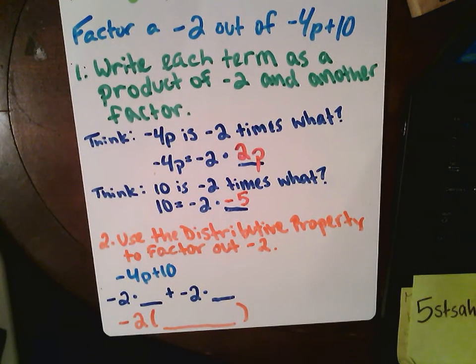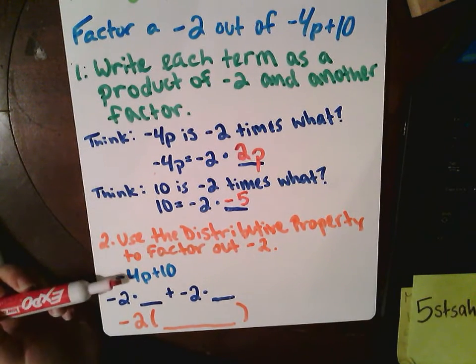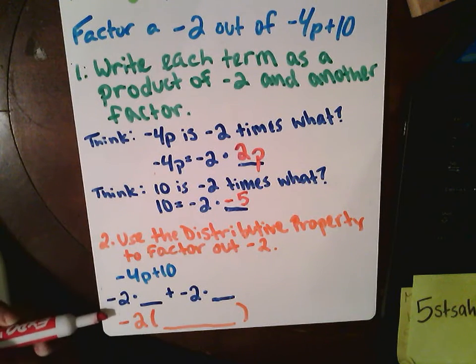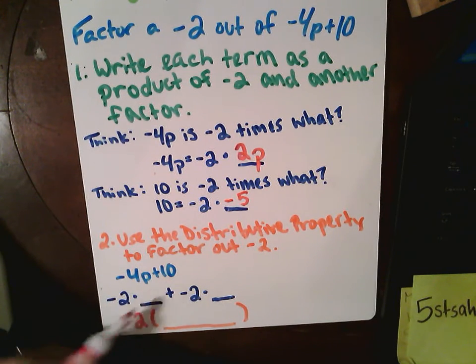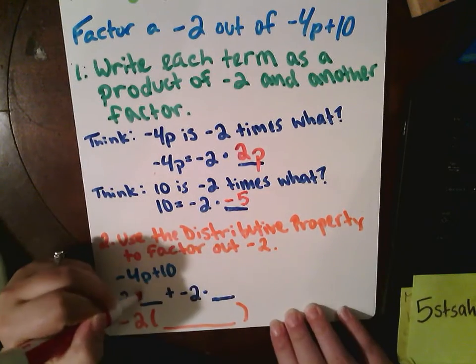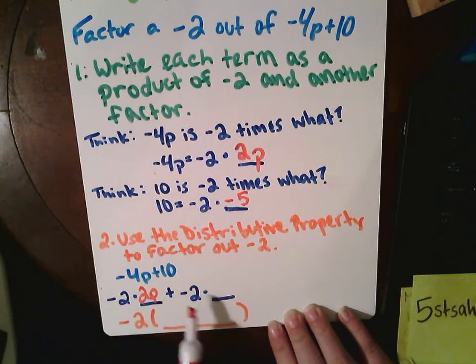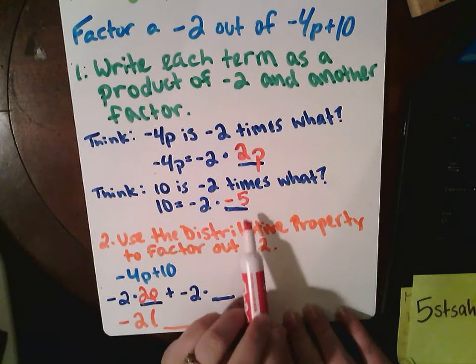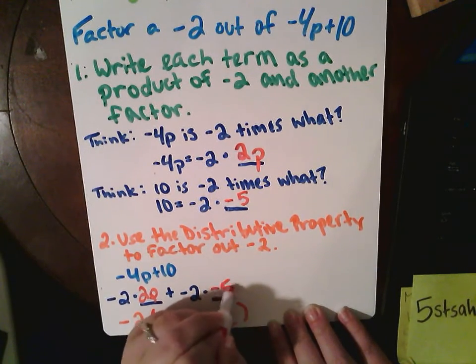So next I'm using the distributive property to factor out that -2, and this is kind of the same step that we did with our rational numbers, where we just rewrite things and we're moving our terms around. So I start with my -4p plus 10, and I'm going to change it. I'm pulling out the -2 from both of these terms. I have my plus sign in the middle, so -4p is going to be over here, 10 is over here. When I pulled out that -2, I was left with 2p. So right here I'll have 2p. When I pulled out the -2 from the 10, I was left with a -5. So -5 right there.